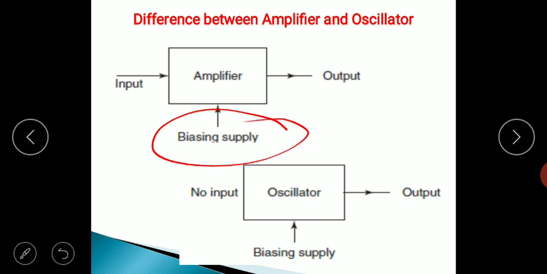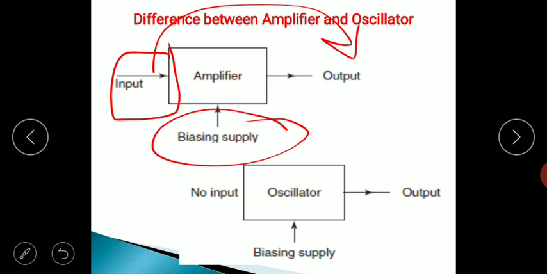Now what is the functionality of the amplifier? An amplifier increases the strength of the weak input signal. That means definitely you have to connect a small input, and that small input will be converted into a larger output, and that circuit we call an amplifier. So compulsorily in an amplifier, input is a must, and this input is converted into a bigger output.